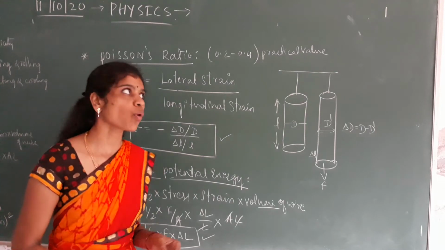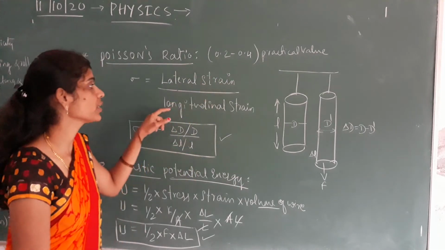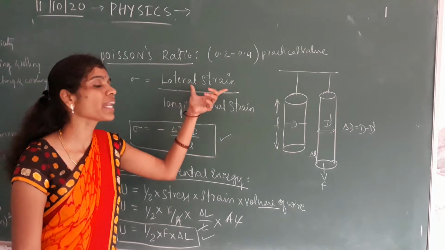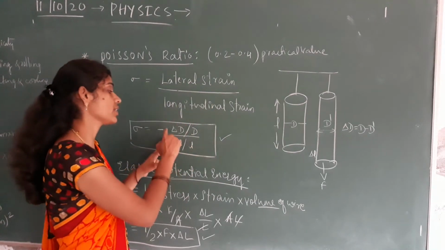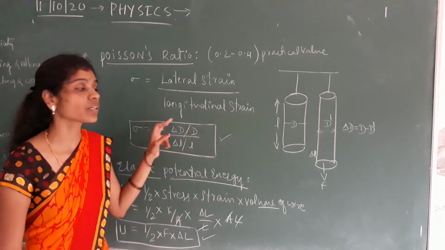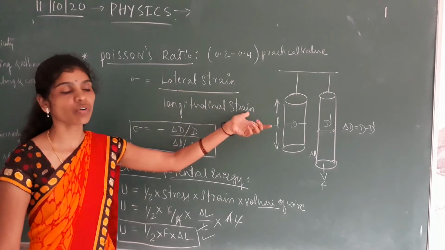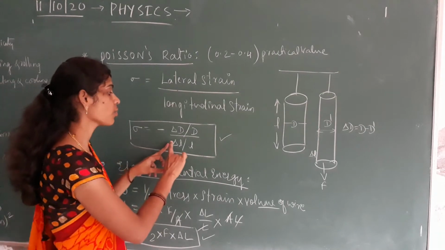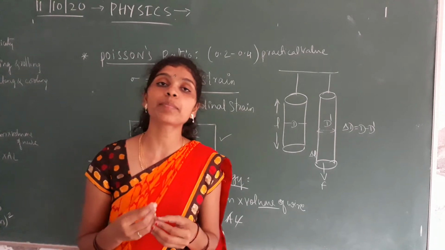So we know Poisson's ratio is given by the formula lateral strain to the longitudinal strain. So what do we mean by lateral strain? Lateral strain is represented by delta D divided by D, where delta D means the change in diameter to the original diameter. And longitudinal strain means the change in length to the original length, given by the formula delta L divided by L. So the negative symbol represents that.